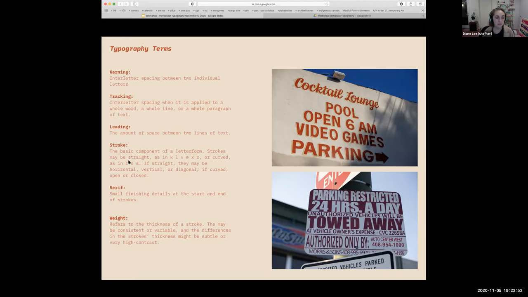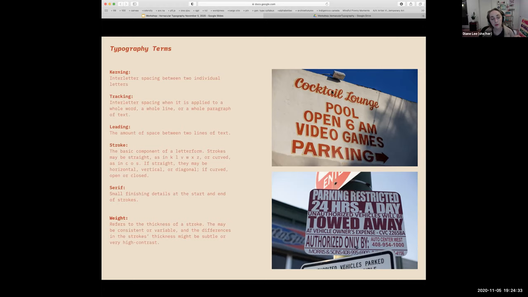The stroke is a basic component of a letter form, and it is basically what makes up all letter forms. Strokes can be straight, they can be curved, and if they're straight, they could be horizontal, vertical, or diagonal, and if they're curved, they could be open or closed. And so sometimes you might see a curved letter like a lowercase a that doesn't completely close. And a good example sometimes happens in script typography when the top of the a doesn't quite meet the thicker stroke here.